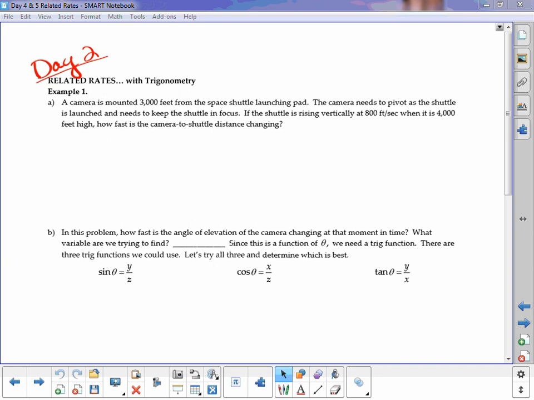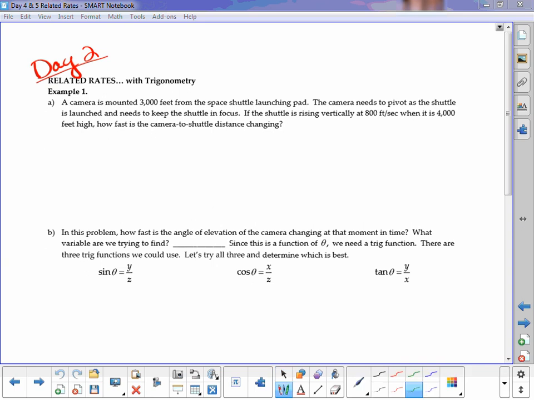Okay, so for this first example, we have a camera that's mounted 3,000 feet from the Space Shuttle launching pad. Maybe it's SpaceX, maybe it's NASA, we don't know. The camera needs to pivot as the shuttle is launched and needs to keep the shuttle in focus. The shuttle is rising vertically at 800 feet per second. When it is 4,000 feet high, how fast is the camera to shuttle distance changing?